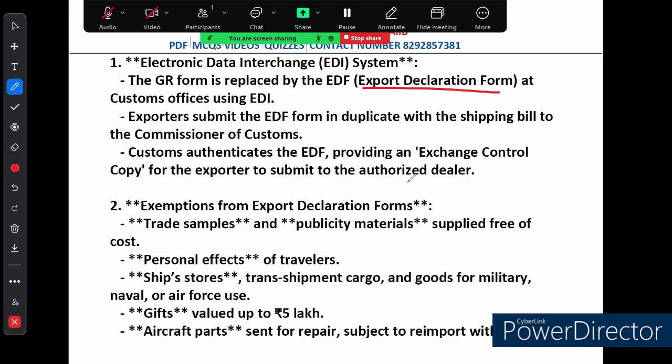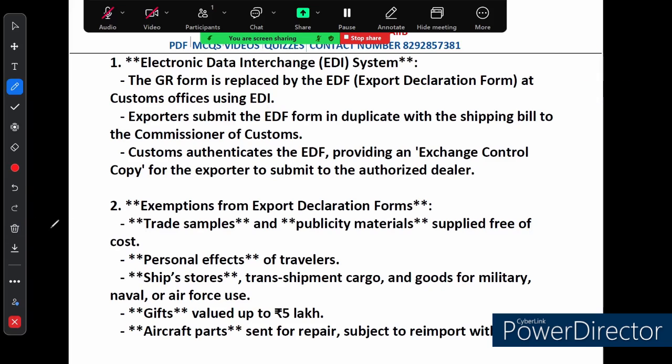So if you are exporting goods, you no longer have to deal with the old GR form. This GR form has been eliminated, and instead you will be using the EDF or export declaration form at the customs offices that use the EDI system. So you know there are some customs offices which use the EDI system, and at those offices you have to use this export declaration form. Now let's discuss how it works.